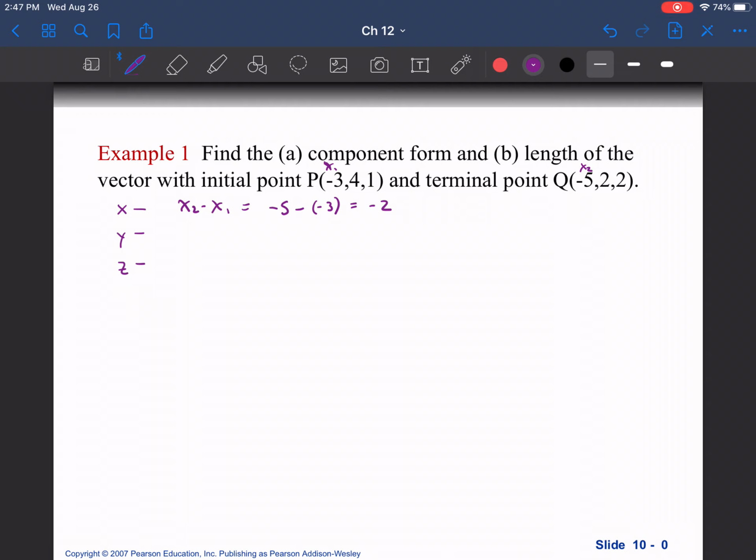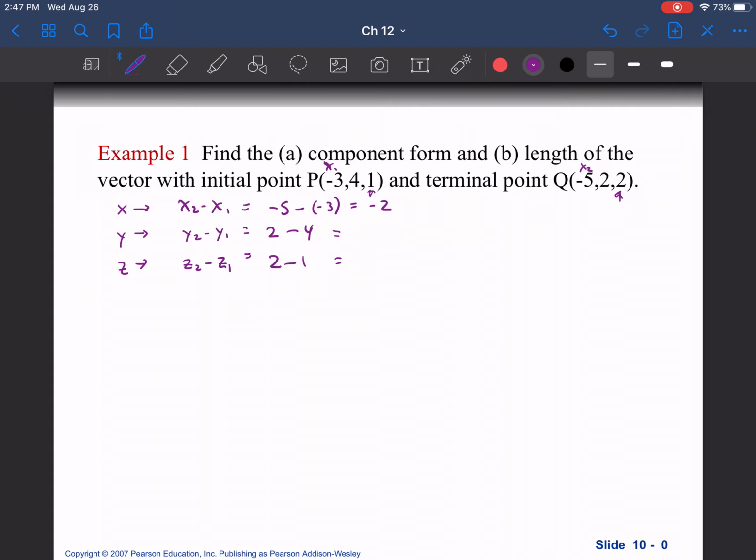We're just finding the distance between each one of them. Then y2 minus y1, and z2 minus z1. So y2 is this 2 here minus this 4 here, so 2 minus 4. And z2 is this 2 here, and z1 is that there, so it's 2 minus 1. So it's the distance between each of the points, or the lengths on each component.